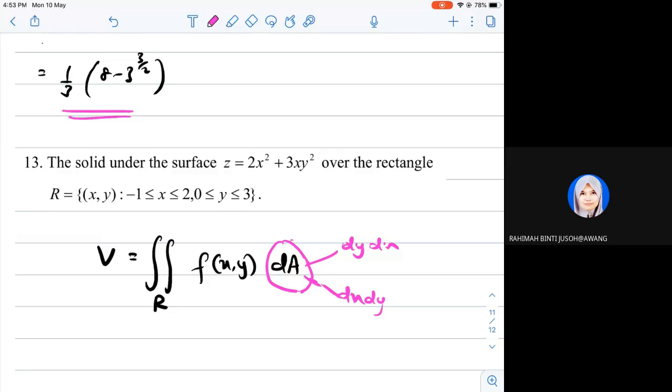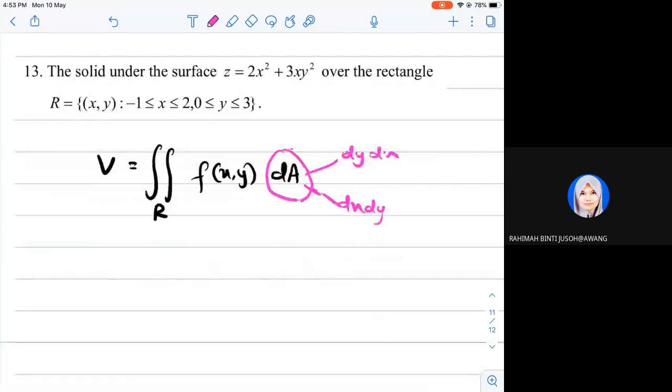Tapi kalau dalam non-rectangular region, you kena hati-hati. Next week saya inform you all kenapa. Sebab bila case dalam non-rectangular region, you tak boleh simply switch the position. Topik 4.3 kita akan belajar next week. 4.3 tu masuk final exam juga. So 4.3 next week ni lagi tough sikit daripada lecture hari ni. Okay, alright, tak apa. Hari ni kita selesaikan dulu ni.